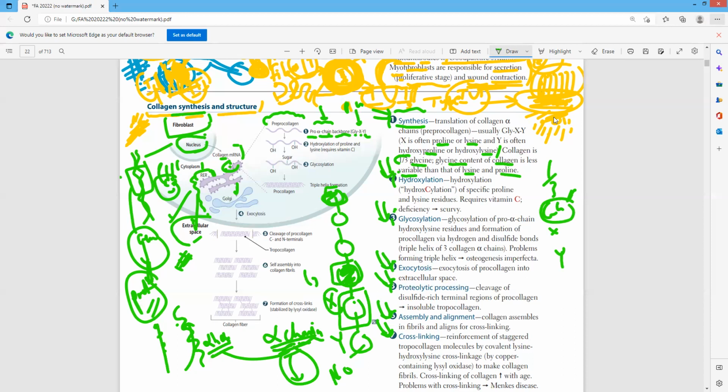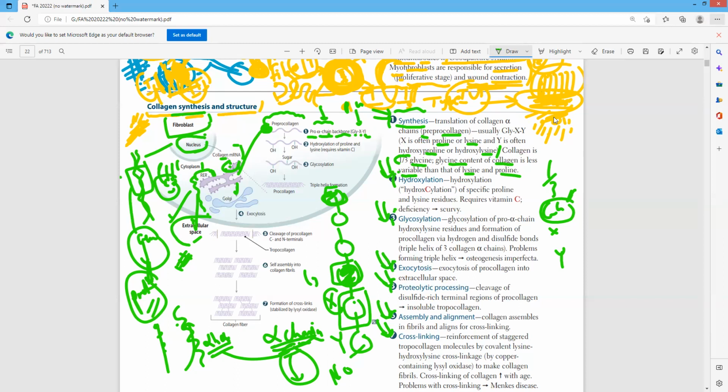This alpha chain is called the pre-pro-collagen. This pre-pro-collagen contains what is called the signal to enter the rough endoplasmic reticulum. Okay, that will direct that pre-pro-collagen, and it will be cut inside the rough endoplasmic reticulum. It will be pro-collagen. So this is called the pre-pro-collagen, and this is called the pro-collagen.